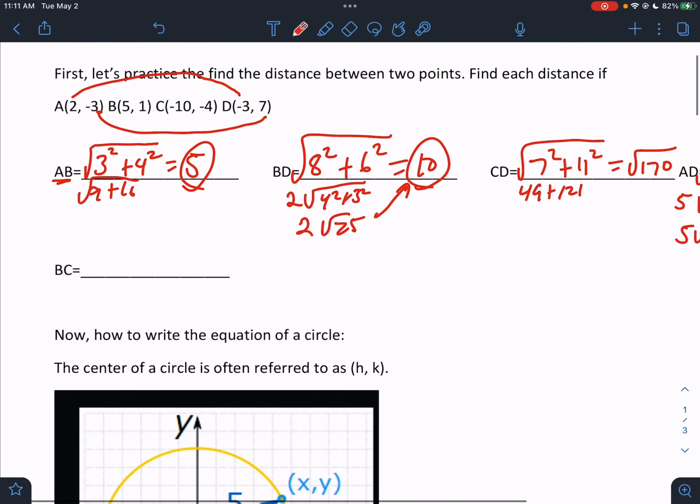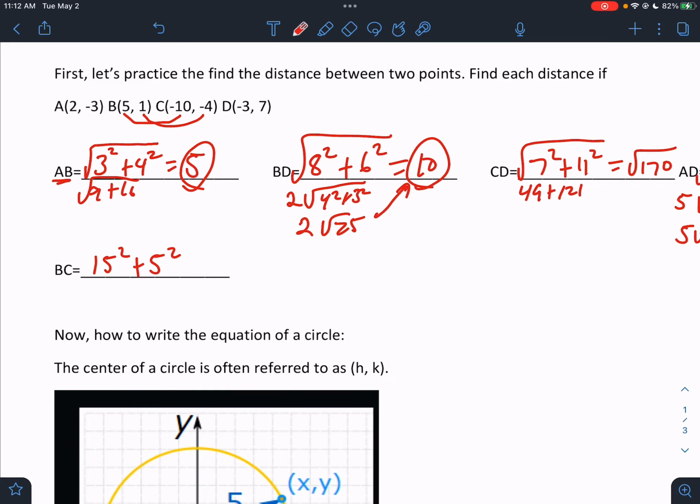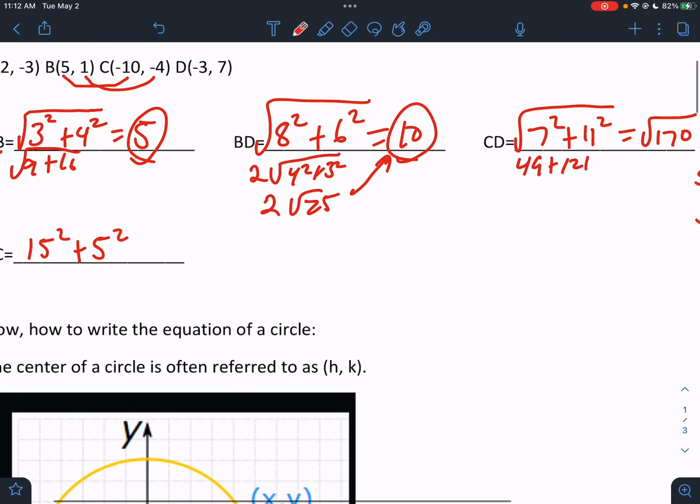All right, and then B to C. Ooh, I was doing this one earlier on accident. B to C, 5 to negative 10 is 15. We square it. And 1 to negative 4 is 5. We square it. Oh, okay. Yeah, they are slightly different numbers.